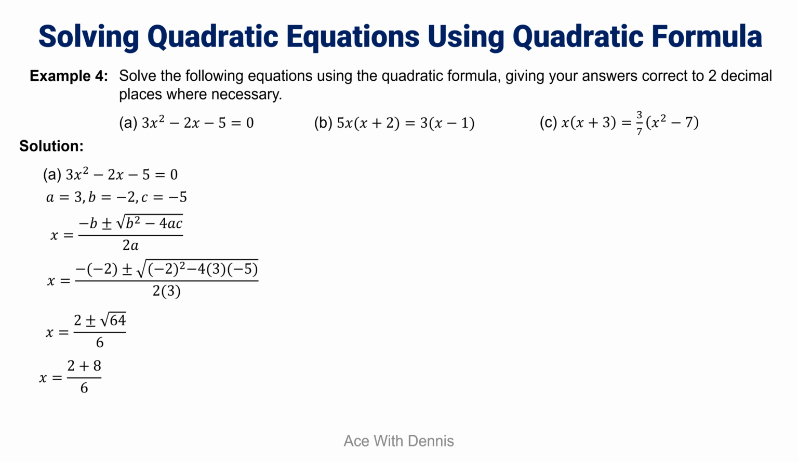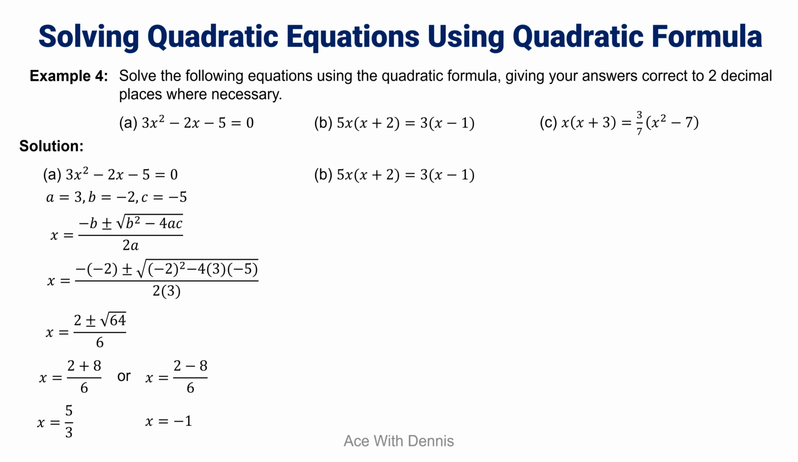And now, it can be split into two equations. The first one is x equals 2 plus 8 over 6. And the second one is x equals 2 minus 8 over 6. Then we calculate the values separately. The first answer will be x equals 5 over 3, and the second answer is x equals -1.